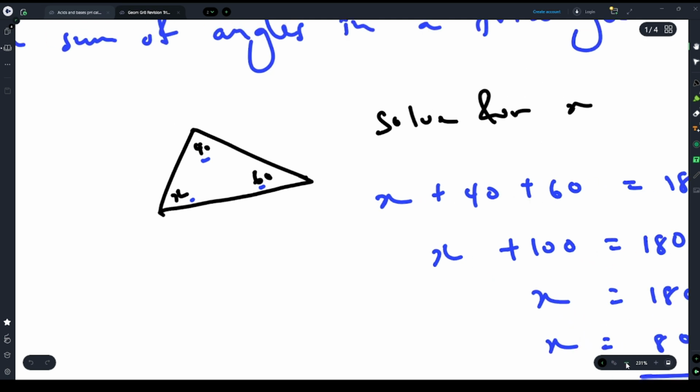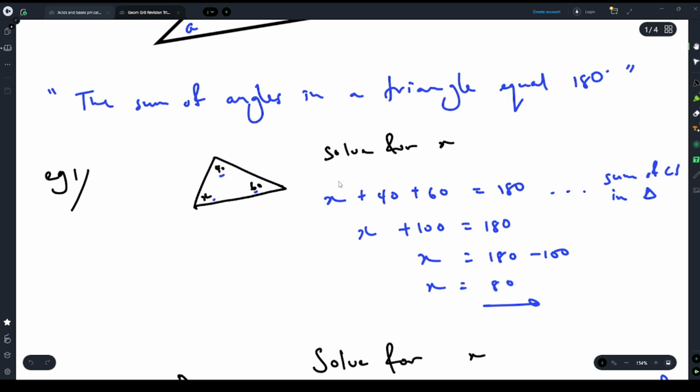So what will we do? Set this up as a sum. The sum of the three angles, x plus 40 plus 60, is equal to 180. We also put the reasoning alongside. How did we come up with this equation? It's from the rule: sum of angles in a triangle. We always state the reasoning alongside, as we normally have to do in geometry questions.